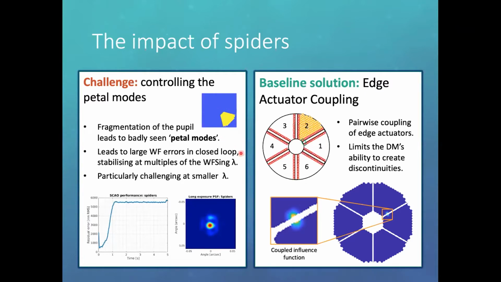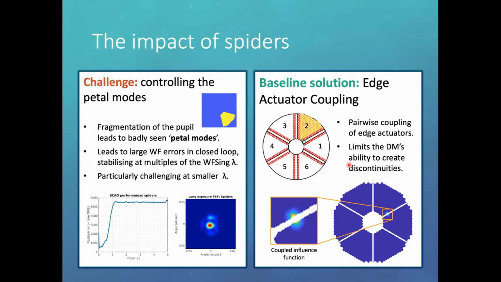And this seems to be particularly challenging at smaller wavelengths, so for example in the visible. Here's an example of if we just close the loop without doing anything to mitigate this effect, we get thousands of nanometers RMS in wavefront error, and the PSF starts to fragment.